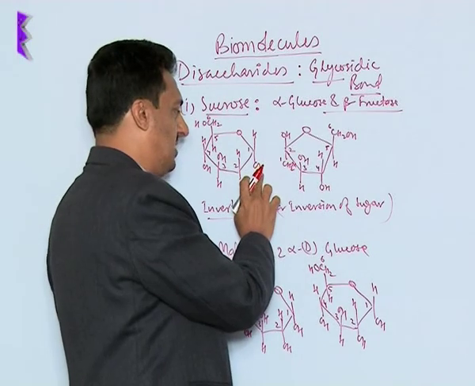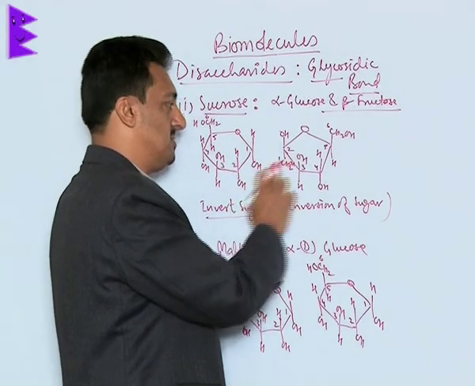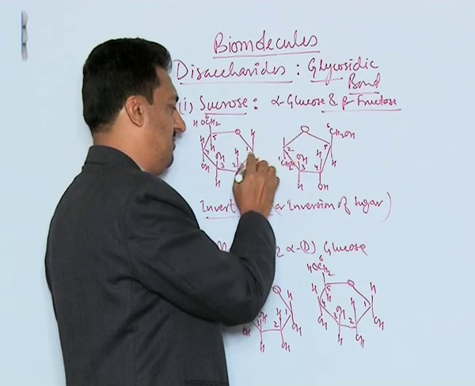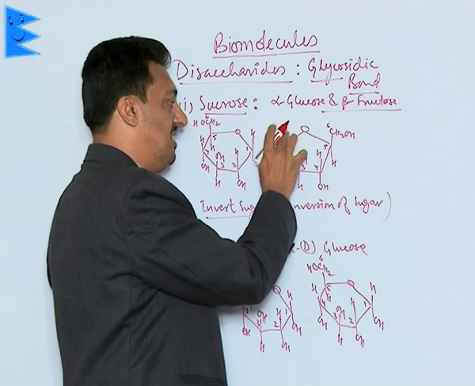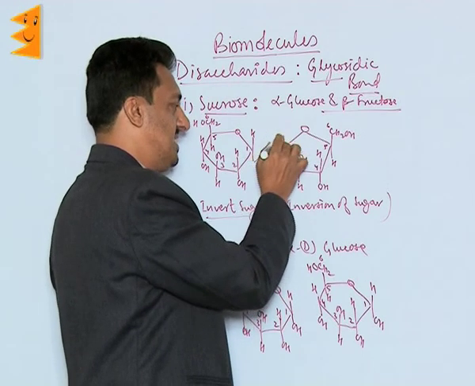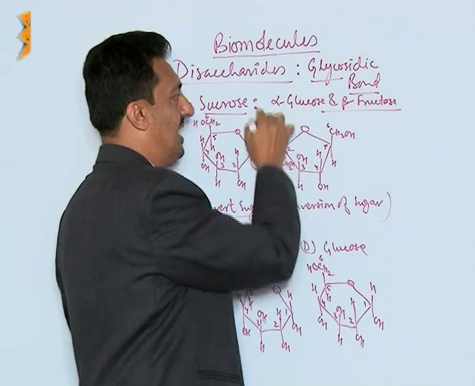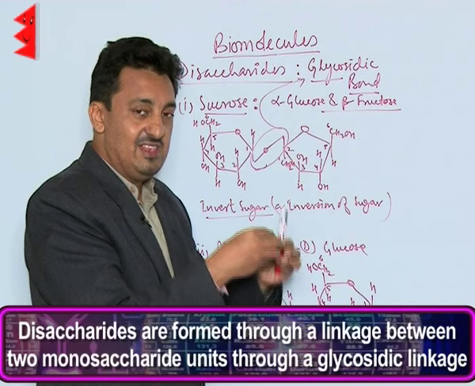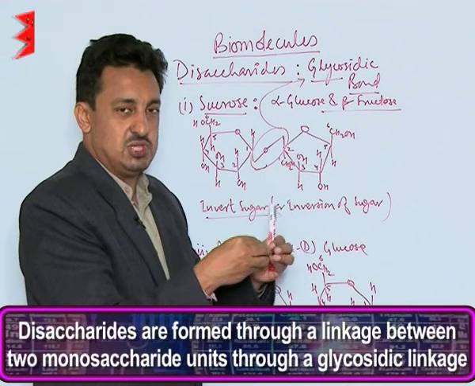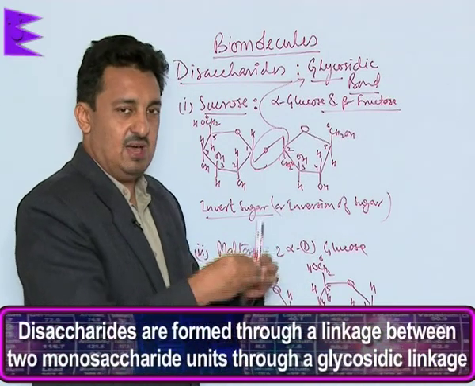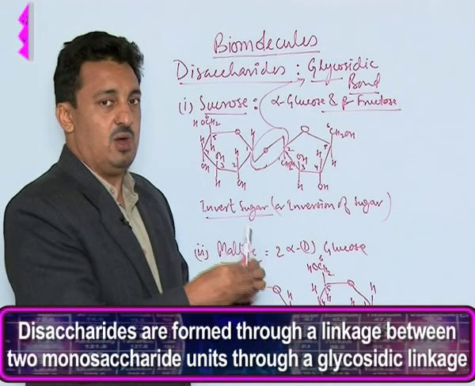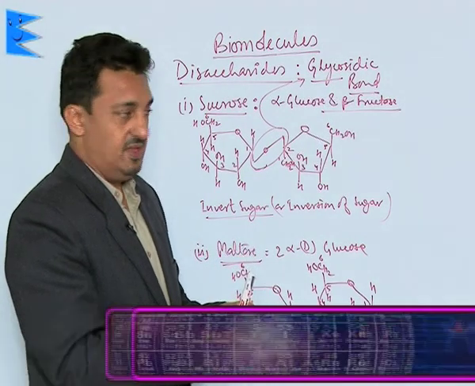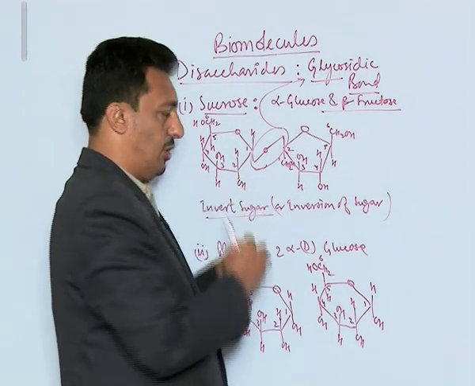Now this OH of the carbon number 1 of the glucose and the OH group of the carbon number 2 of the fructose, they both join each other and form this ether linkage. So this ether linkage is called a glycosidic bond, and this is the bond which is mainly responsible for joining the 2 monosaccharides. So monosaccharides and carbohydrates are joined to each other through a glycosidic bond chemically, which is an ether linkage. Now this is how we get sucrose.